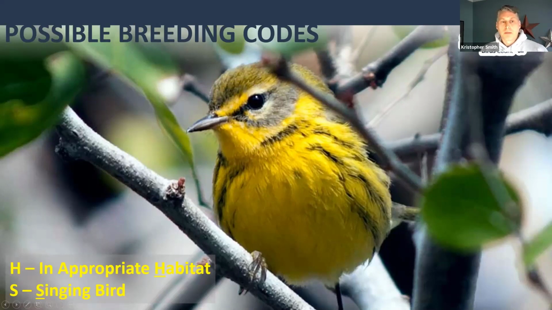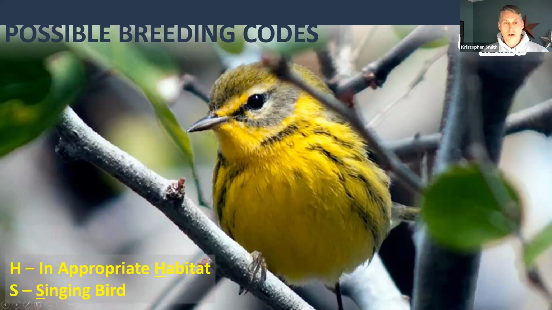Then you have probable breeding codes, so a little bit more significant. There's multiple options for you to choose from. You have an S7. So this is a singing individual that has been there for 7 or more days. You went out, you heard your bird singing, you made a note of it in your eBird checklist. You went out a couple days later, a week later, a little bit more than that, and you heard the same type of bird singing again. You can use that as an S7, a singing individual that's been there for 7 or more days.